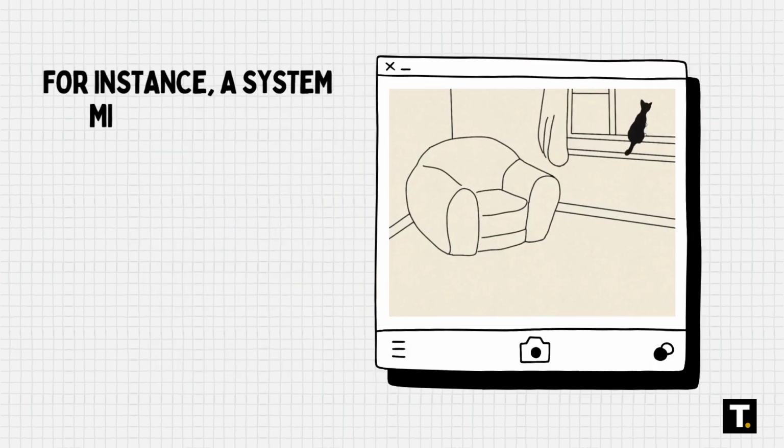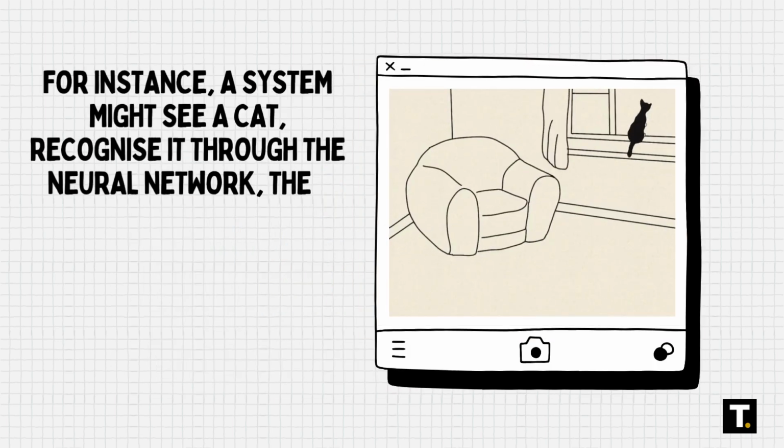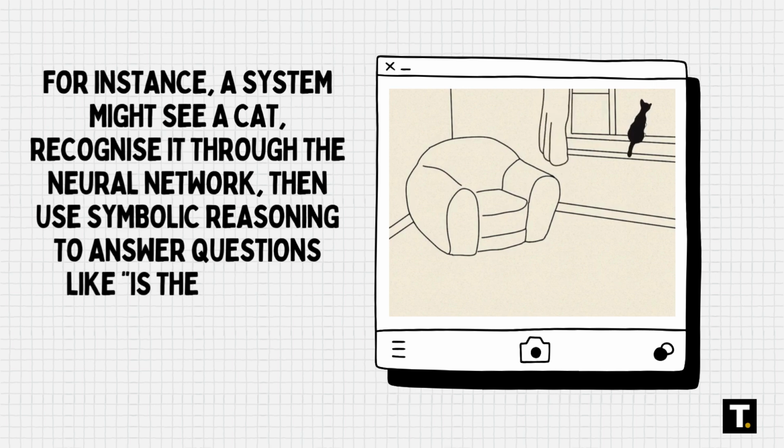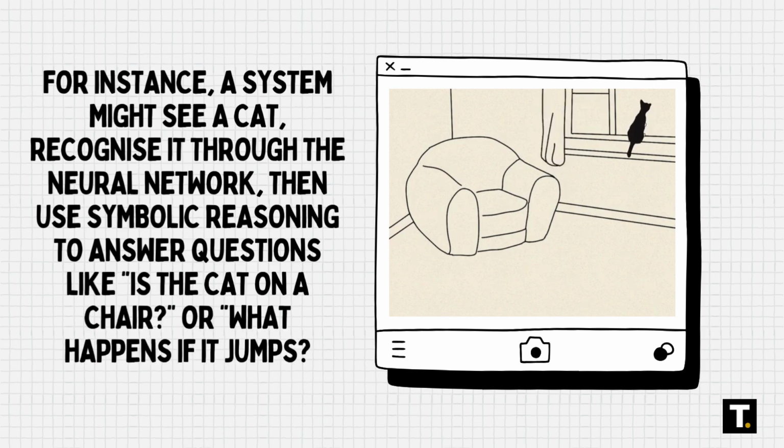For instance, a system might see a cat, recognize it through the neural network, then use symbolic reasoning to answer questions like, "Is the cat on a chair?" or "What happens if it jumps?"